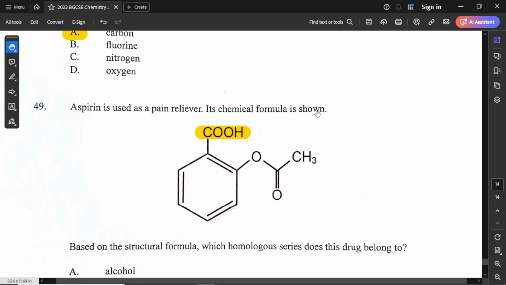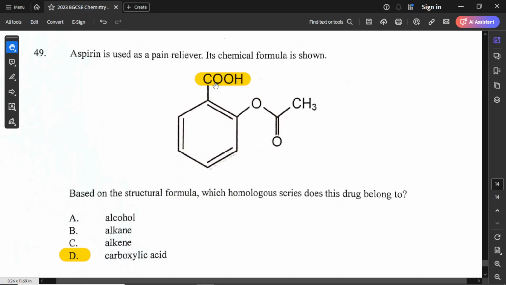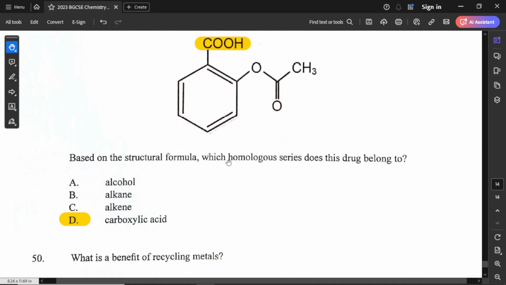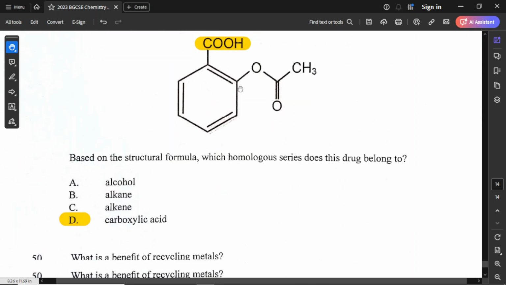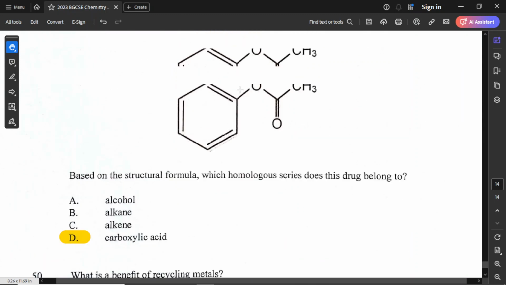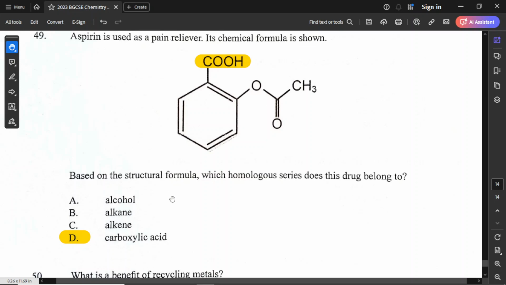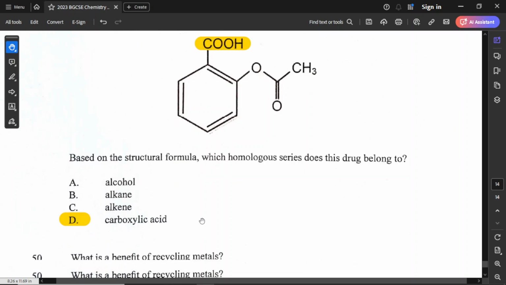49. Aspirin is used as a pain reliever. Its chemical formula is shown right here. I just highlighted this section because it is going to be very important. It's based on the structural formula. Which homologous series does this drug belong to? It is a carboxylic acid, which is an organic acid. To be a carboxylic acid, it contains COOH in this formula. So that's how we know that it is acidic in nature and it is an organic or carboxylic acid.